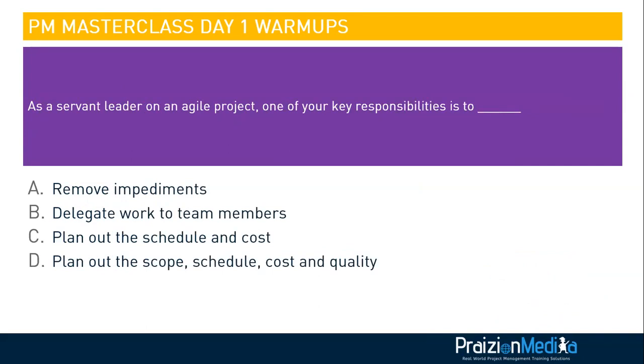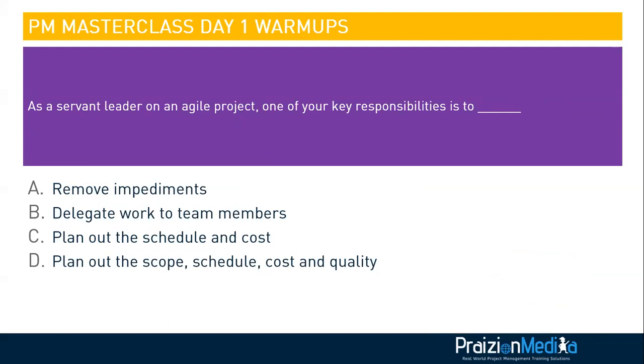As a servant leader on an Agile project, one of your key responsibilities is to A, remove impediments. B, delegate work to team members. C, plan out the schedule and cost. D, plan out the scope, schedule, cost, and quality.